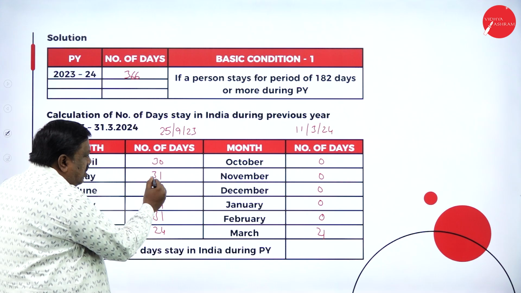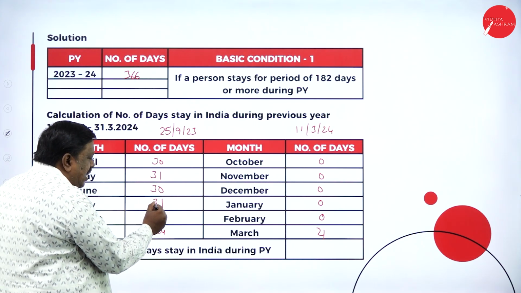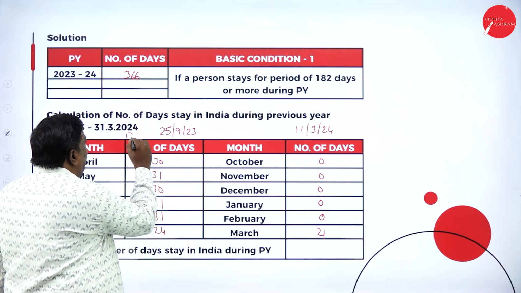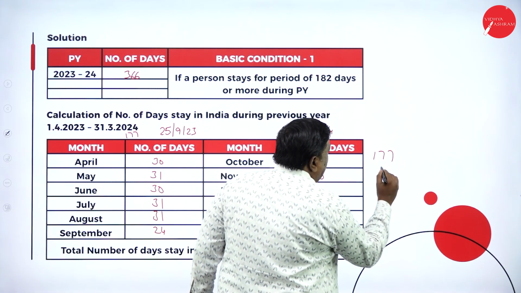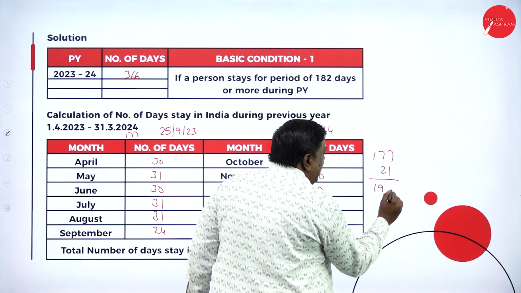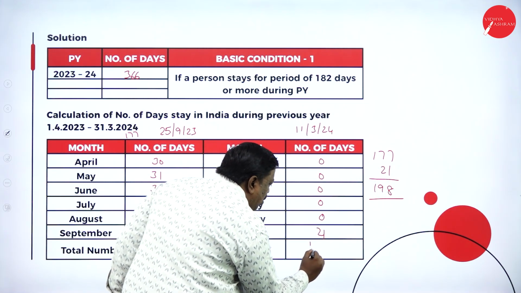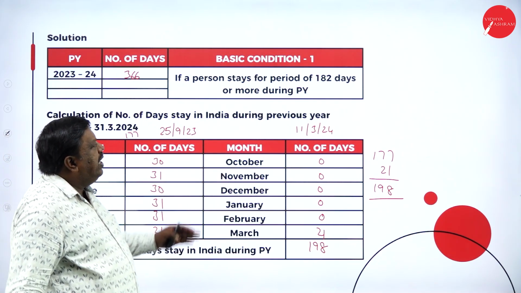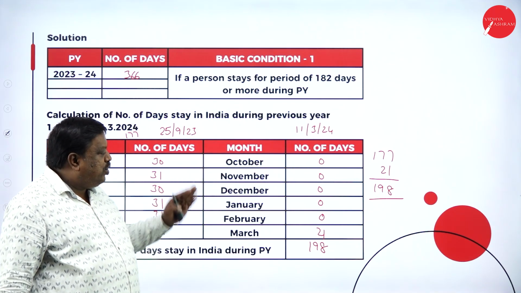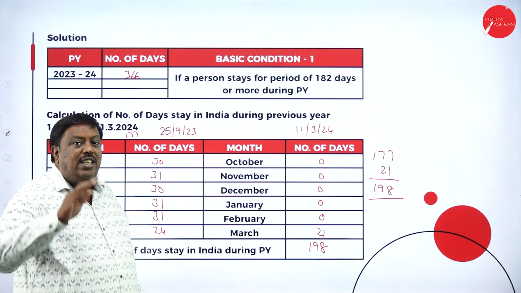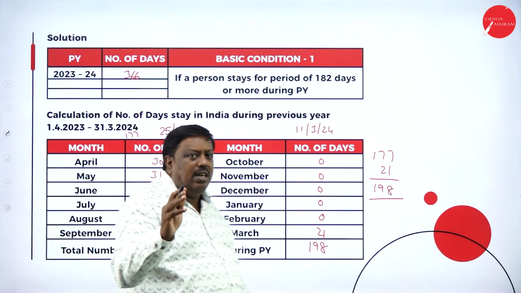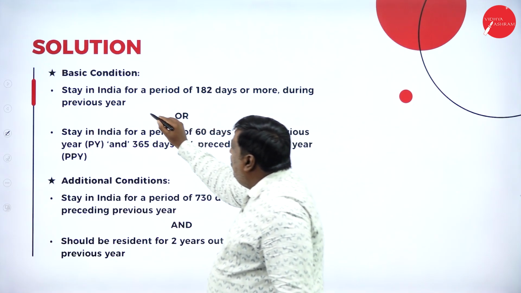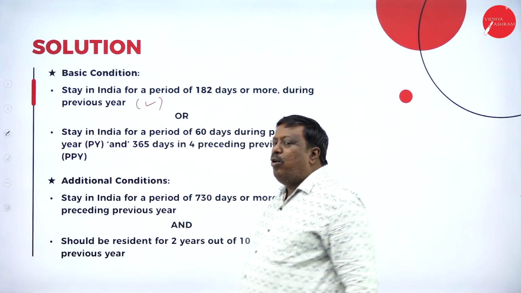Now 30, 60, 90, 120, 150, 180, 177 days. 177 plus 21. So totally I was in India for 198 days. So my stay in India should be 182 days or more during the previous year. So it shows that I have satisfied my first basic condition without any hurdles. So what is my second basic condition we have here? I have satisfied my first basic condition for staying 182 days or more.